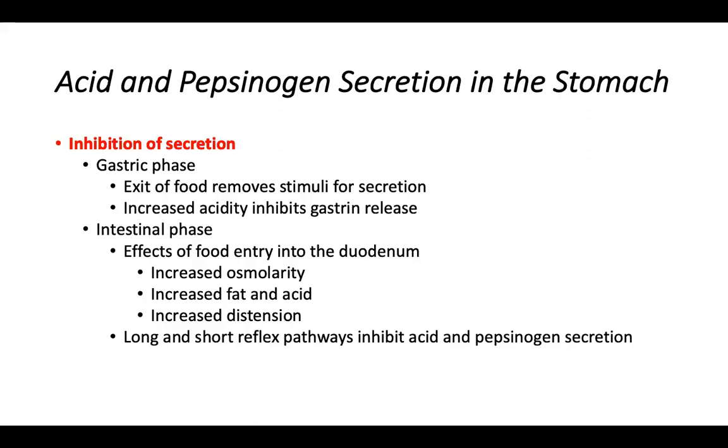And then the long and short reflex pathways also do have a negative feedback as well. So we can inhibit acid and inhibit pepsinogen from being secreted if there's too much of that being secreted already. So kind of that negative feedback loop in terms of closing the cycle of both of our pathways, the long and the short pathway.